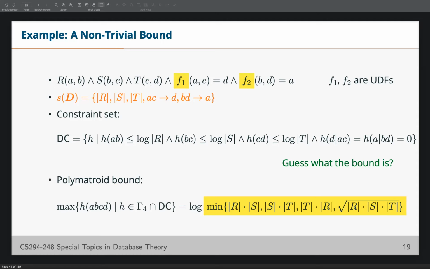Okay, so all of this is just to say that the bound, the polymatroid bound, is a very intuitive bound, as you put it in.